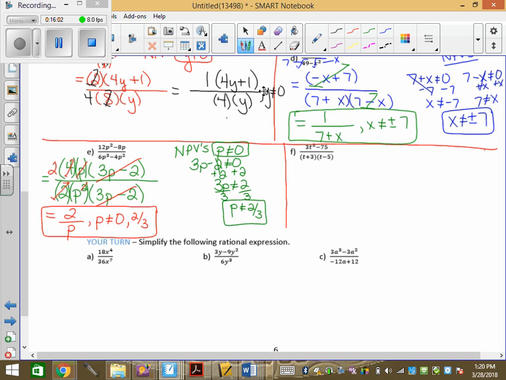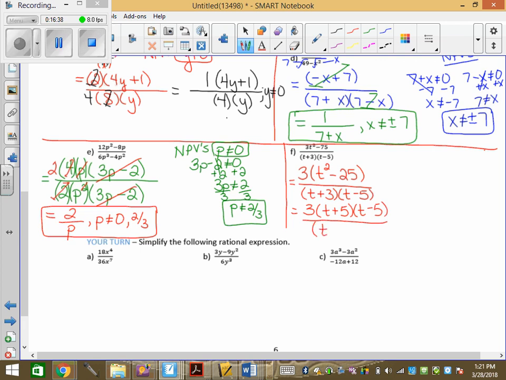On f, what could I take out of the numerator? A 3. And then I'm left with 3 times t squared minus 25, over t plus 3, t minus 5. I'm not done. What's t squared minus 25? T plus 5, t minus 5. It's the difference of squares. So you're going to get 3, t plus 5, t minus 5.